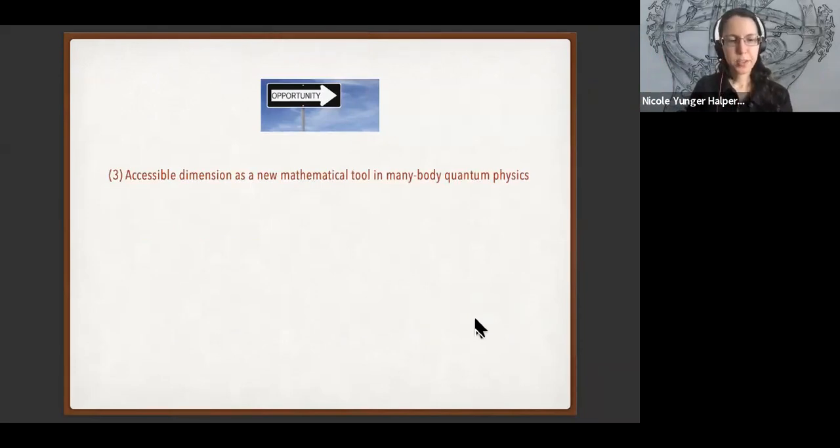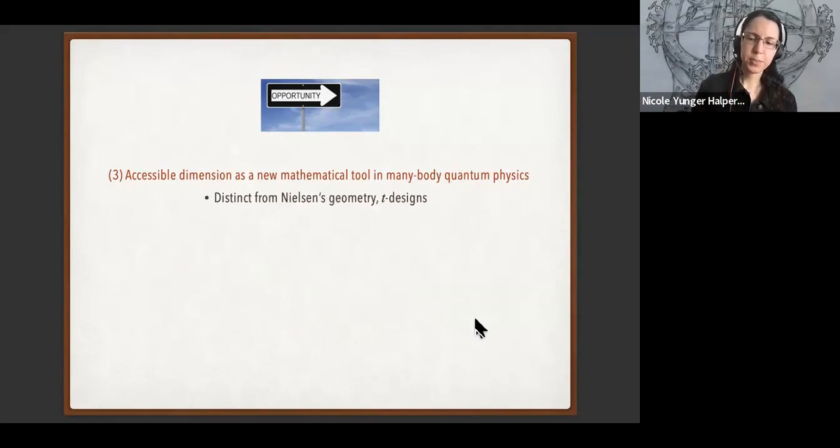Also, this work introduces this concept of the accessible dimension as a new mathematical tool in many-body quantum physics. Again, it's very different from the toolkits that are usually used in the domain of quantum complexity, Nielsen's differential geometry and unitary T designs, but it turned out to be really useful for proving this result about a lower bound on the exact circuit complexity that had been sought for a while.